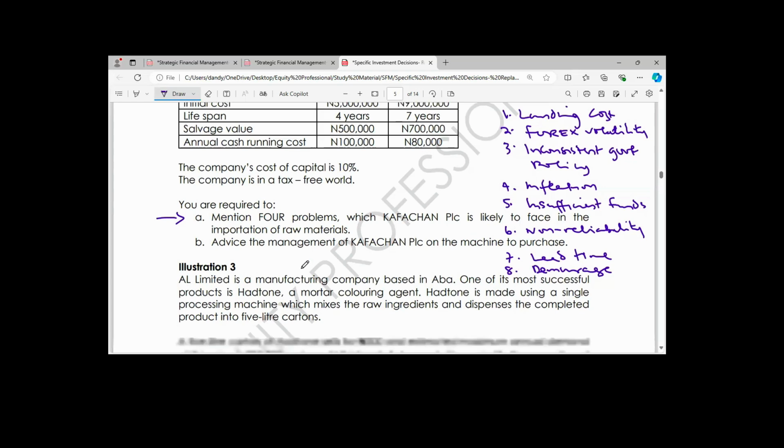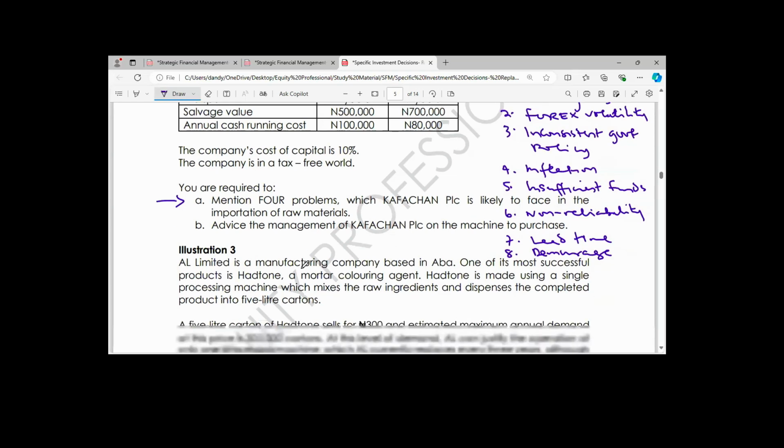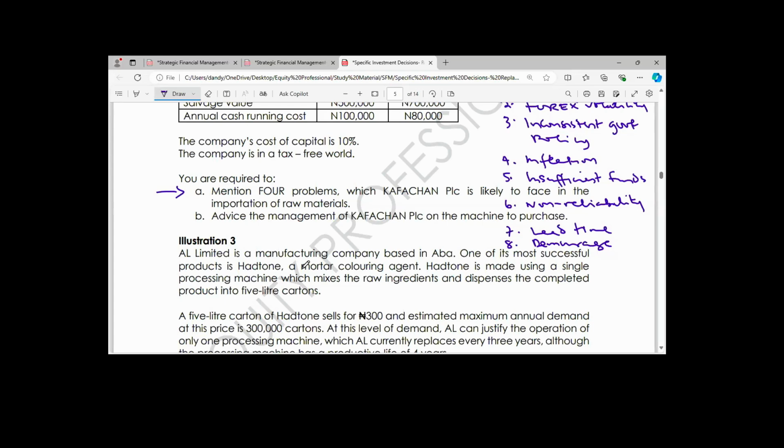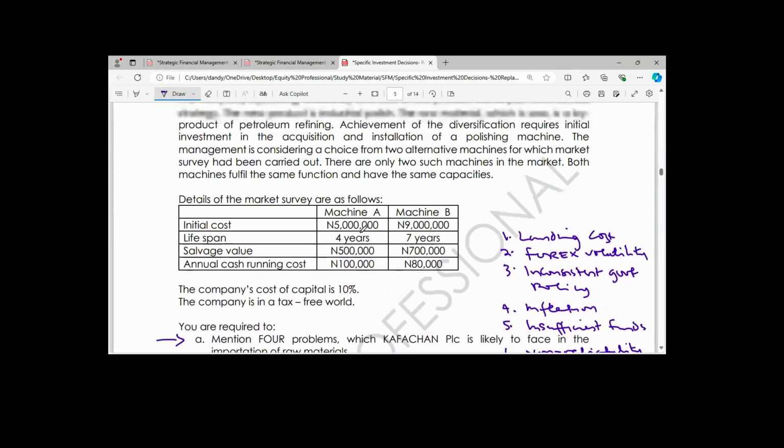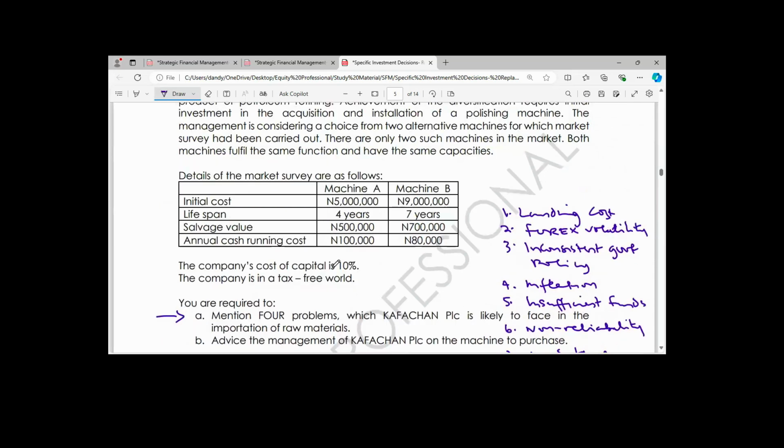So that's for that. Then number B, you have to advise the management of Carfachan PSA on the machine to purchase. So you want to purchase a machine, whether machine A or machine B. This has to be a cost. It's a cash outflow. But when you look at the cash flows given to you, they are majorly costs apart from the salvage value, which is 500 and 700 for machine A and B. Every other one is a cost. So which means that we are going to calculate annual equivalent cost. So let me stop sharing this and move to the working notes quickly.